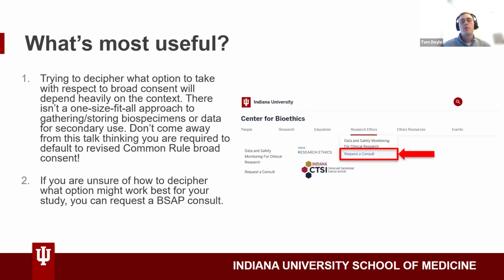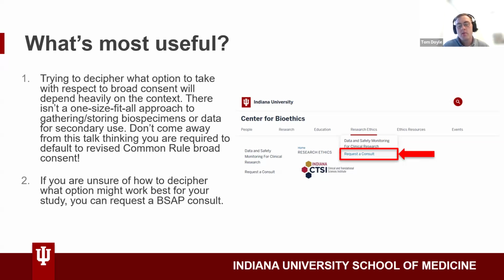So you might be asking yourself, which of these options is most useful? I'm sorry to tell you, but it's going to depend on the context, right? There really is no one-size-fits-all approach to broad consent, and I think this is why the OHRP talks about broad consent in the revised Common Rule as just being an option, right? Because they don't want to tell you that you have to do it in this way. Sometimes it doesn't make sense to do broad consent in the way that they stipulate. And so it depends, right?